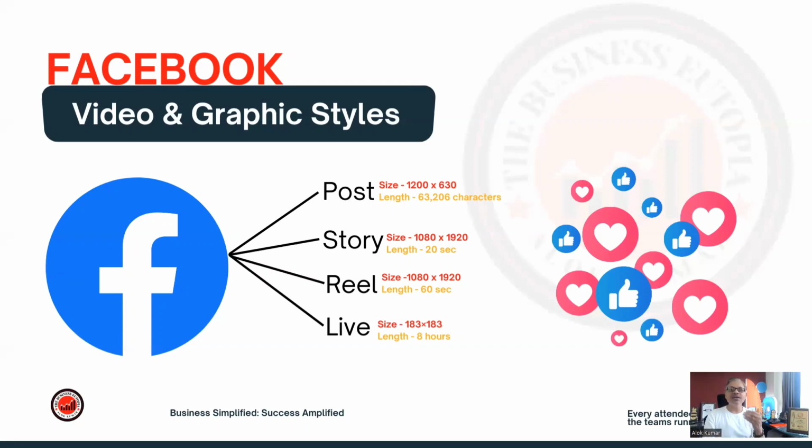Similarly, if you are creating a story on Facebook, the size of the story should be 1080 by 1920 pixels, and the length should not be more than 20 seconds. So this would definitely be a video, correct? Now, if you are creating a Facebook reel, the length of the reel is a maximum of 60 seconds, and the size optimized for Facebook is again 1080 by 1920 pixels.